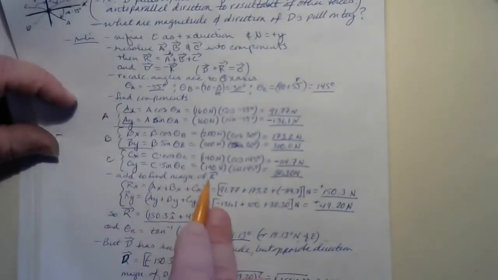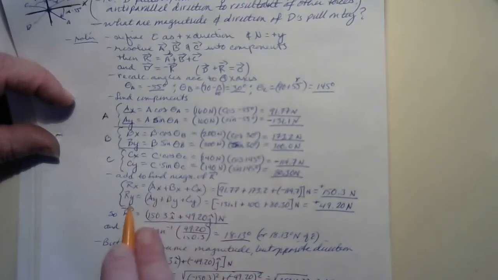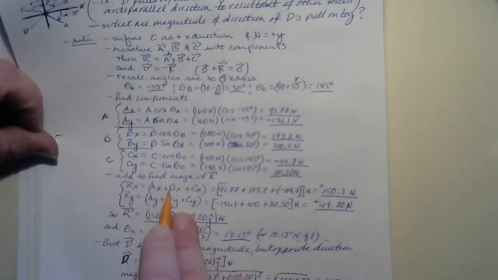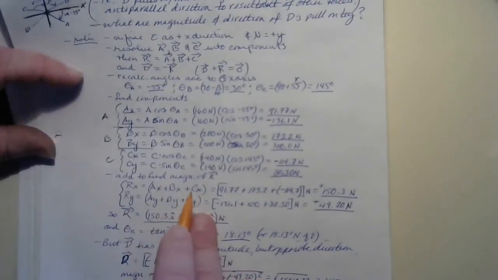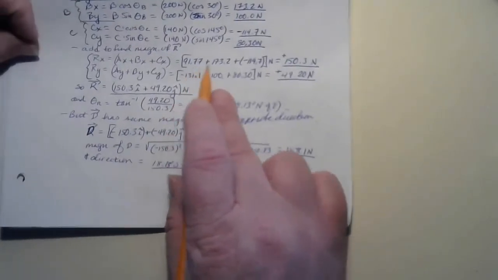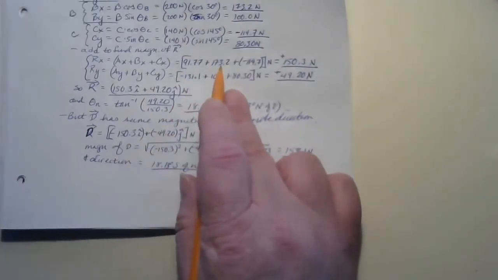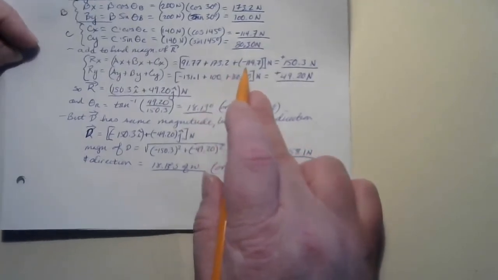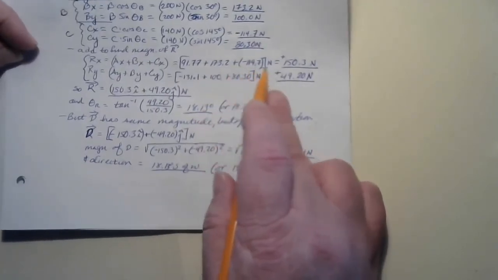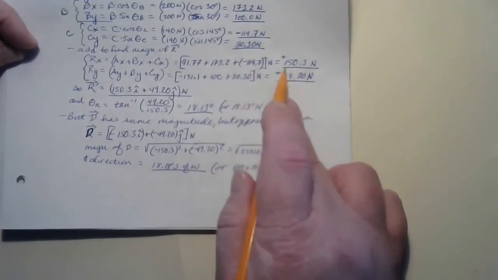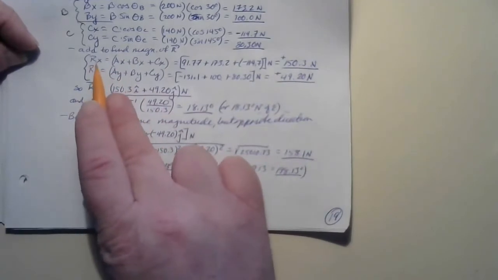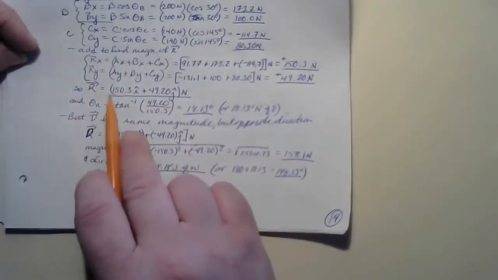Okay, then you can just add them up to find the resultant. The x component of the resultant would be the x component of A plus the x component of B plus the x component of C. And so that is 91.77 plus 173.2 plus minus 114.7, and that's 150.3 for the x component of the resultant.